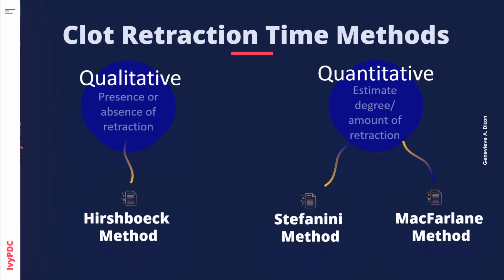Clot retraction tests may either be qualitative or quantitative. Qualitative tests only detect the presence or the absence of clot retraction, while quantitative tests can give an estimate of the degree or the amount of the retraction. An example test under qualitative is the Hirschsprung method, while under quantitative is the Stefanini method, also sometimes referred to as the Stefanini-Dameshek method, and the second method for quantitative is the McFarlane method.